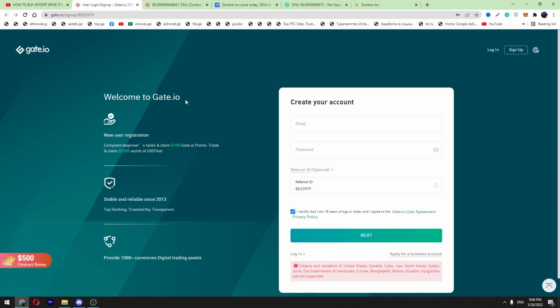Let's check. Welcome to Gate.io. New user registration, complete beginner tasks, claim $100 Gate.io points, trade and claim 5,500 worth of USDT. Stable and reliable since 2013. Top ranking, trustworthy, transparent. Provides more than 1,000 digital trading assets. Fill in all of the gaps with your personal information and sign up on Gate.io.